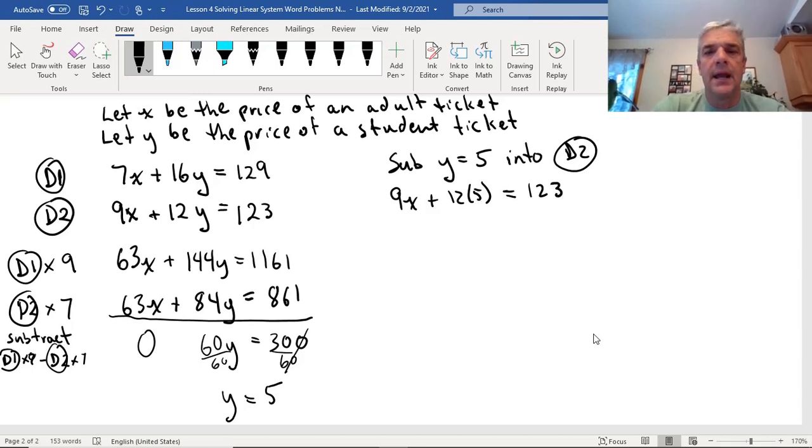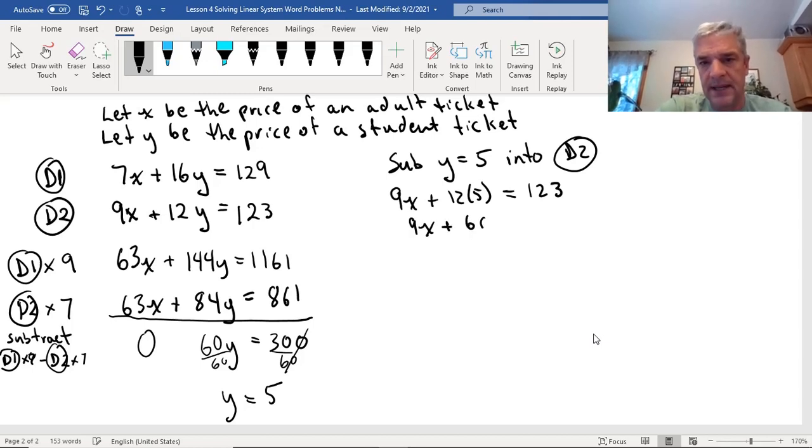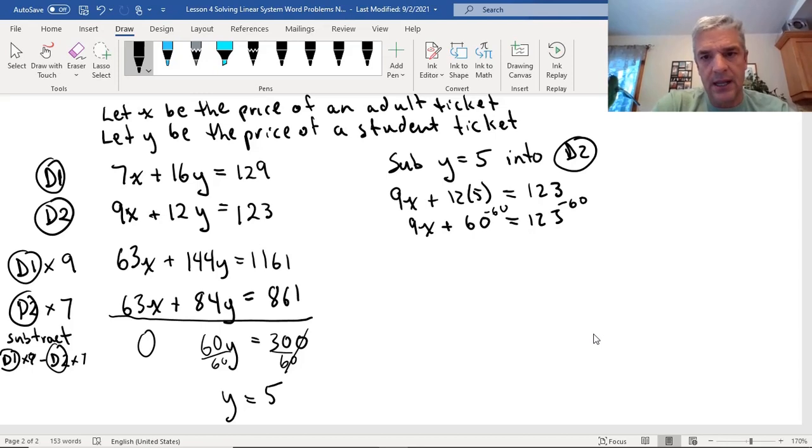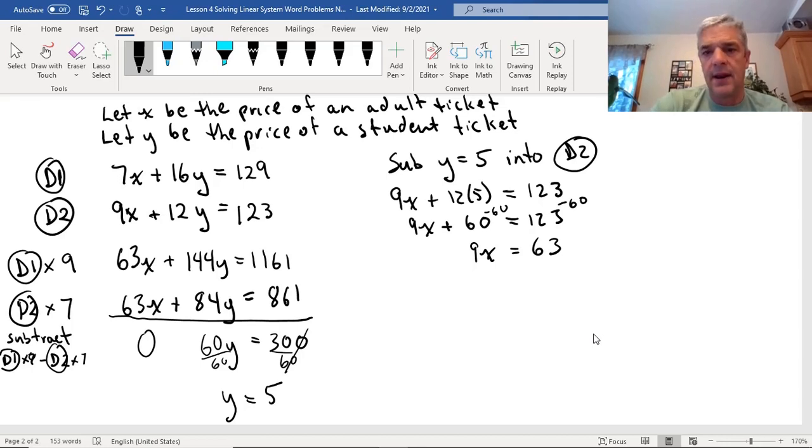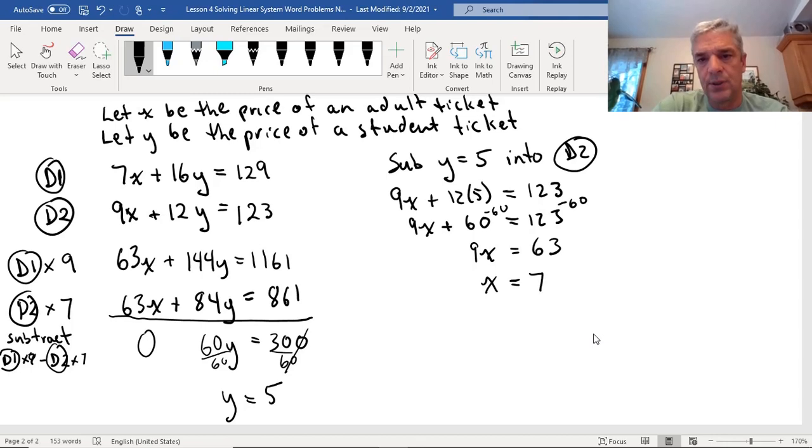Okay? And this works out to 9x. I'll do the math here. I won't skip any steps. Equals 123. And then I bring the 60. I want to get rid of it. So I'm going to subtract 60 on both sides. That's the ideology I like to teach kids the most. That's 9x equals, and if you do the math here, it's 63. And then I divide both sides by 9, and x is going to equal 7.